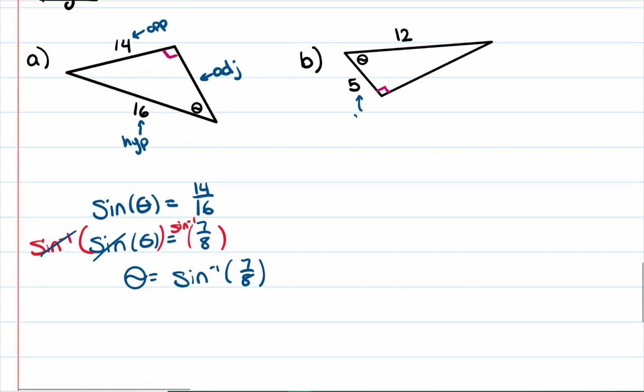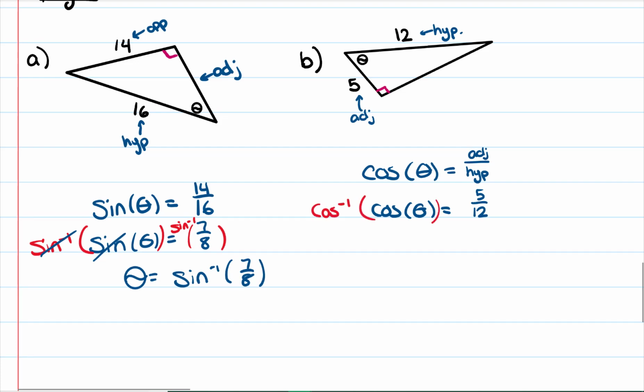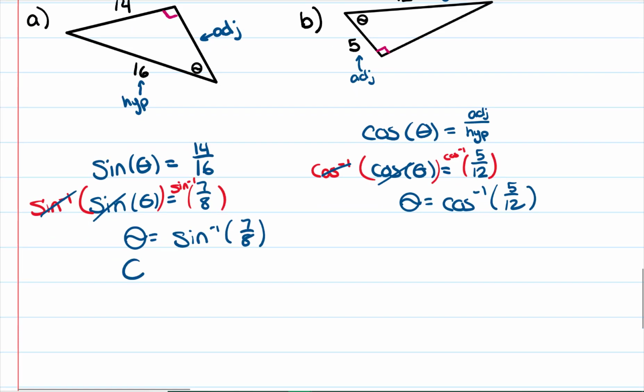Here I have my adjacent and my hypotenuse, so I'm going to want to use cosine. Cosine is adjacent over hypotenuse. So I get cosine of theta is equal to 5 over 12. Again, I take the inverse of both sides, and these cancel, and I get theta is cosine inverse of 5 over 12.